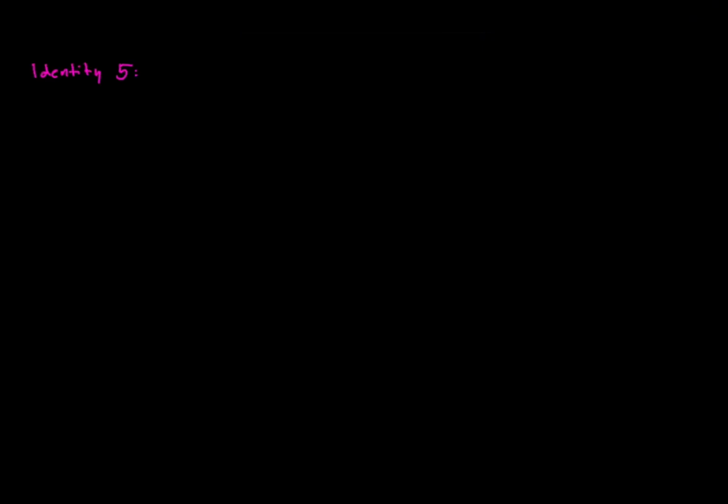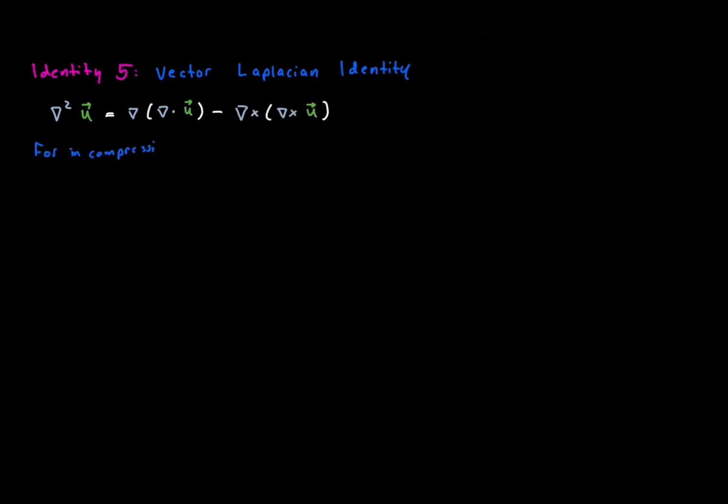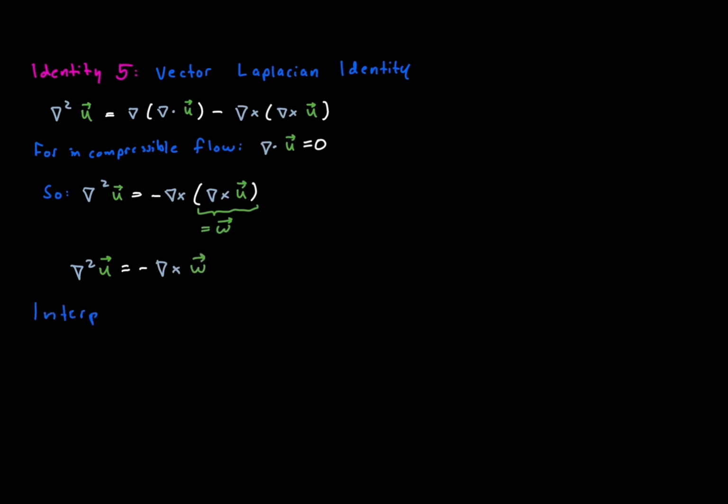Next identity, the vector Laplacian identity. The Laplacian of a vector equals the gradient of divergence minus the curl of the curl. For incompressible flow, divergence of velocity is 0, so the Laplacian becomes minus the curl of vorticity. This shows that viscosity acts directly on vorticity. The viscous term is a diffusion mechanism for rotation.